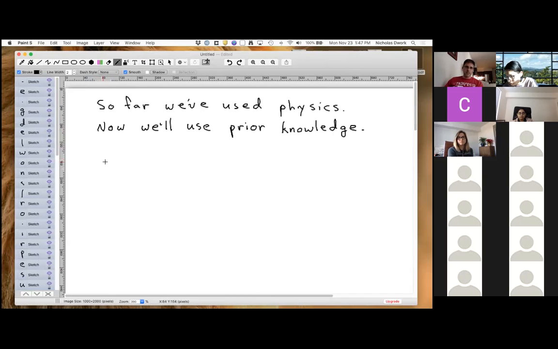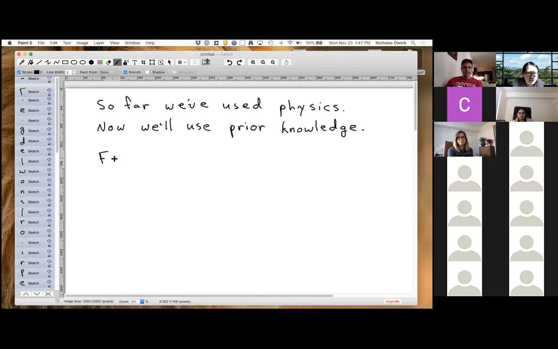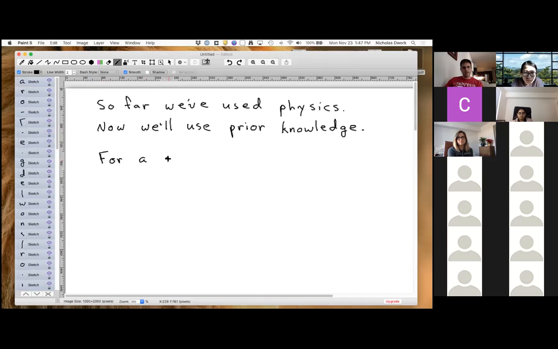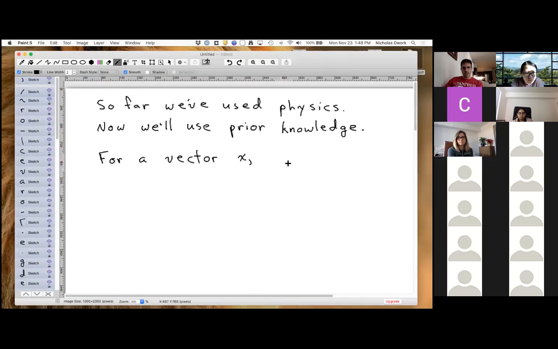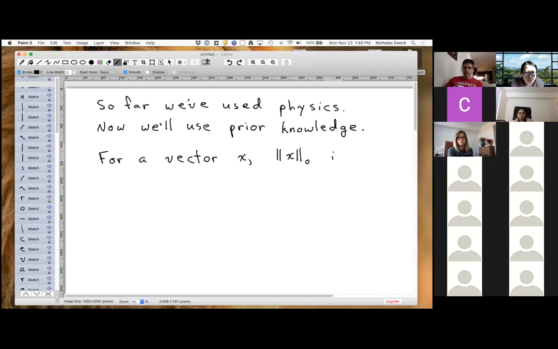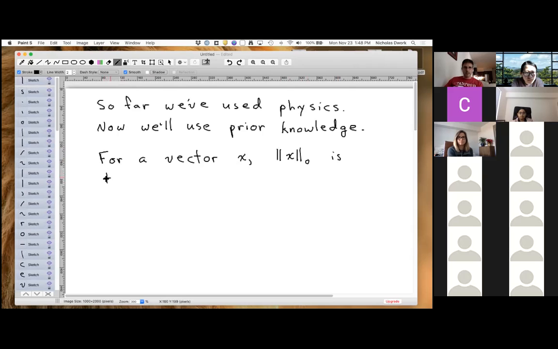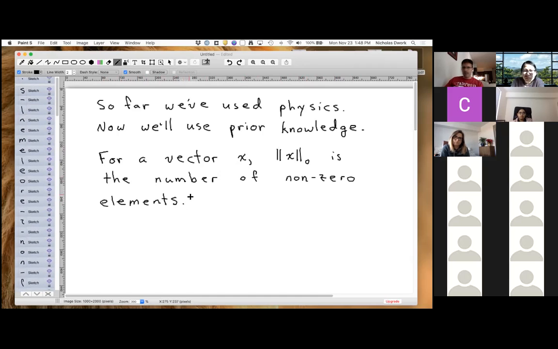first some notation. For a vector x, the L0 penalty is the number of non-zero elements. Okay?